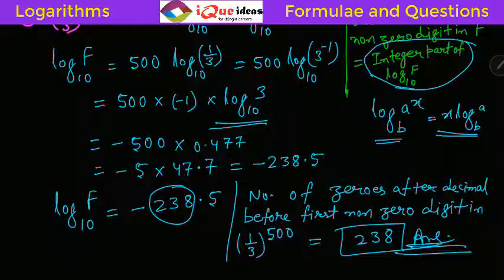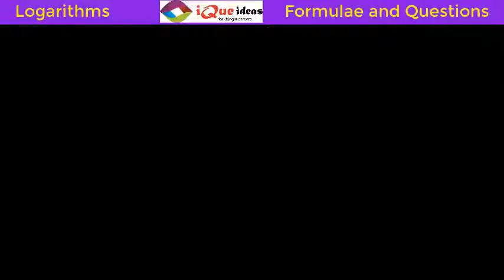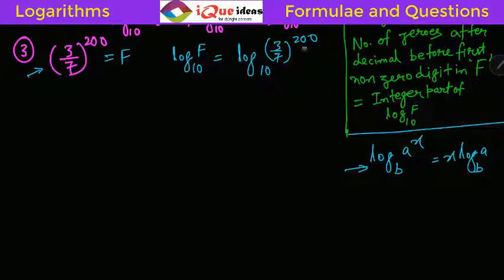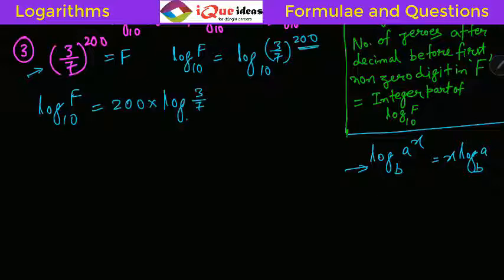Let's go ahead and take one more question. Now the last one says: the number of zeros after the decimal in the number (3/7) raised to the power 200. Let's say this is number f. So we have to find log of f to the base 10, that will be equal to log of (3/7) to the power 200 to the base 10. As we have done in the rules earlier, the power 200 will come outside. So we will have log of f to the base 10 equal to 200 into log of 3/7 to the base 10.